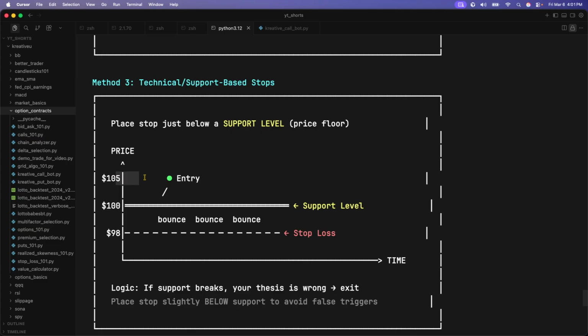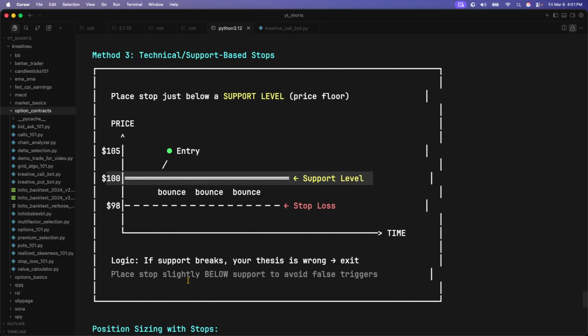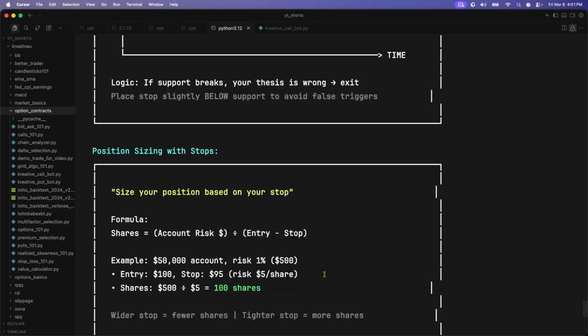So we get in at 105, and then our support level is going to be 100, and then our stop loss is going to be just below because we're going to account for a little bit of bounce. So we're going to say our stop loss is going to be 98. Logic: if the support breaks, your thesis is wrong. Exit. Place the stop slightly below the support to avoid false triggers.